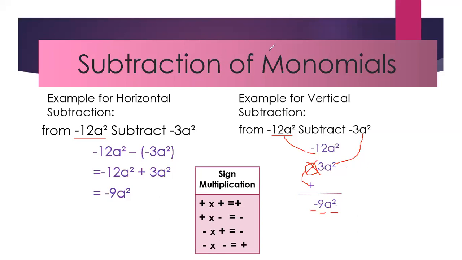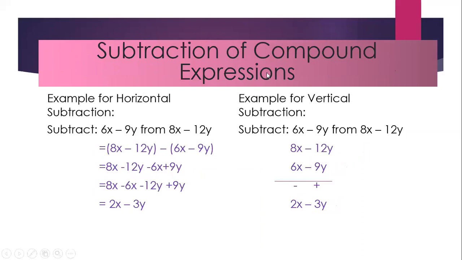Is it clear, my dear? This is all about monomial subtraction. Now let's discuss subtraction of compound expressions. Example for horizontal subtraction. For example, the question is: subtract 6x minus 9y from 8x minus 12y. First of all, my dear, what you have to do? You have to write the term which is written with "from".